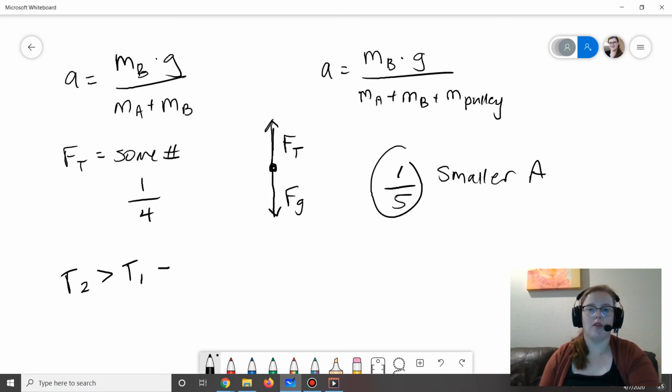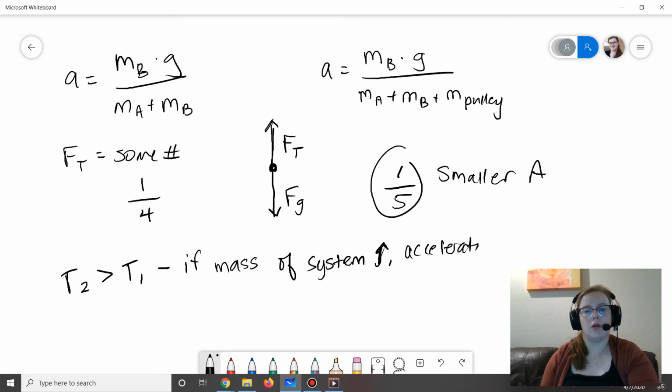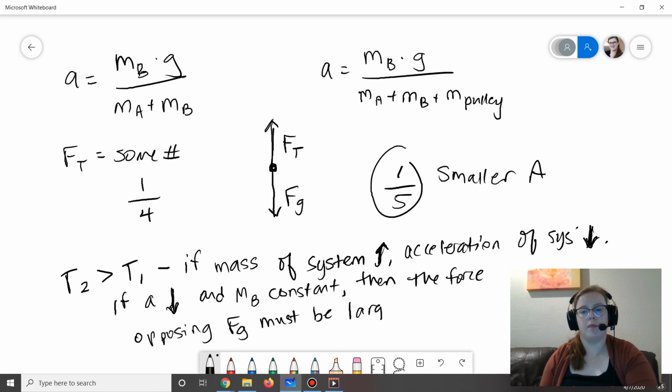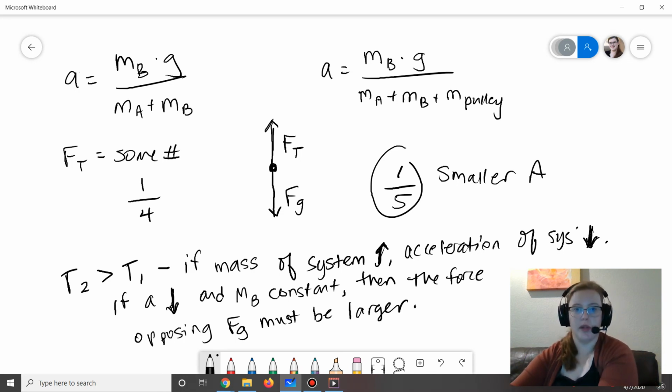The reason being is what we proved up here. If the mass of that system increases, the acceleration of the system decreases. Inversely proportional relationship. Now, if the acceleration decreased and m sub B stayed constant, which it did, it didn't tell us that it changed, then the force opposing the force of gravity pulling it down must be larger. And that's why T sub 2, whenever we added the mass of the pulley, is going to be greater than T sub 1, where we did not have mass with our pulley.